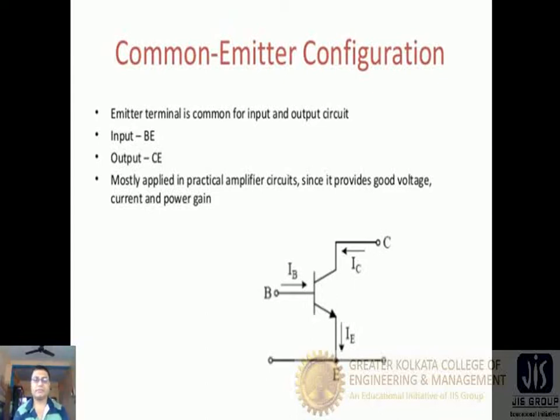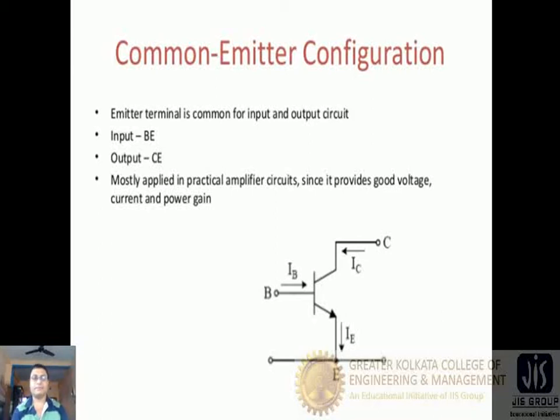Mostly applied in practical amplification circuits, since it provides good voltage, current and power gain. So in this way, we can configure the transistor in three different categories, because the transistor has three terminals, emitter, base, and collector, and by making each terminal common, we can get three types of categories: common base, common emitter, and common collector. Each of them has its own characteristics and properties, so we use them in our circuits as per our requirement.